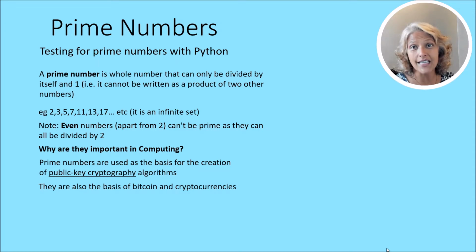It's an infinite list, so we don't really know how long it'll go on for. It goes on forever. One thing to note is even numbers can't be prime numbers apart from 2 because they can all be divided by 2.